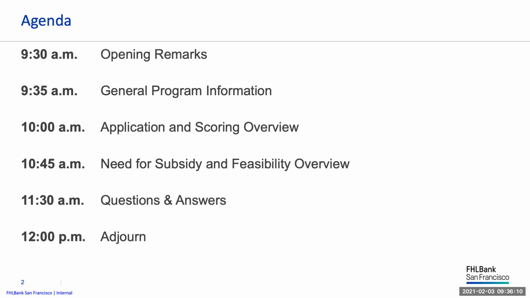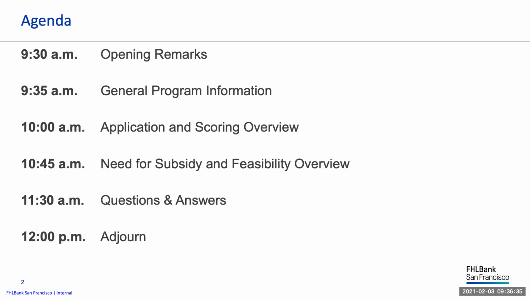We'll give you some insight into how we score applications and how we review the financials to determine need for subsidy and feasibility. And we'll end with a Q&A session. Please use the Q&A dialog box to type your questions throughout the webinar. Please do not use the chat function. We'll try to type responses to some questions as we go, and we'll answer the rest of them live during the Q&A session at the end of the presentation.